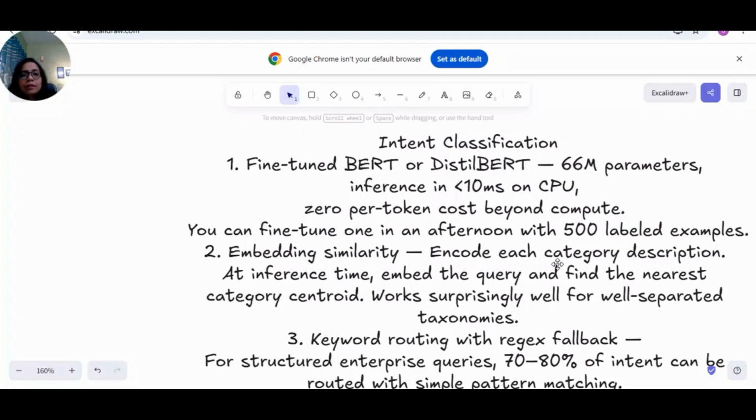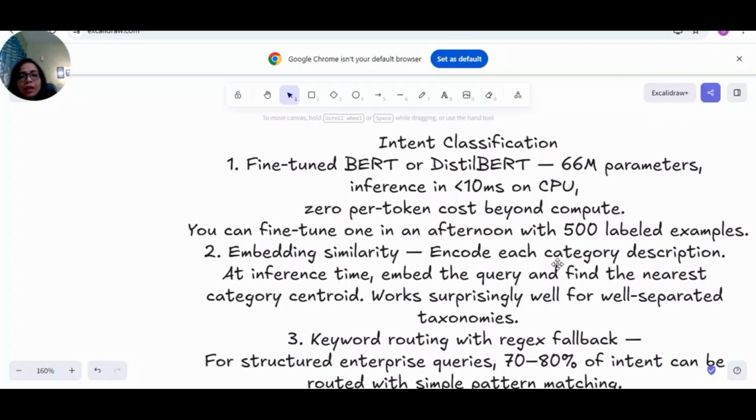They trim prompts and they compress. For intent classification, with a fine-tuned BERT or a distilled BERT, the inference time is even less than 10 milliseconds on CPU itself. So the cost is almost zero per token beyond the compute. There is some compute cost on CPU, but that is not much. We can fine-tune one in an afternoon with 500 examples.